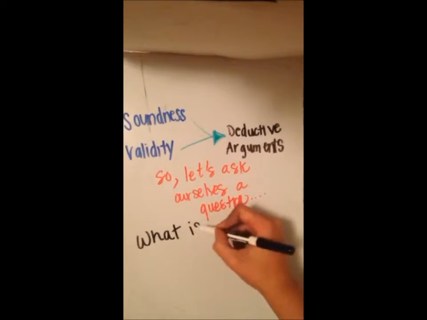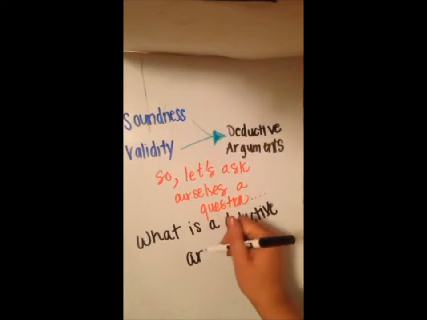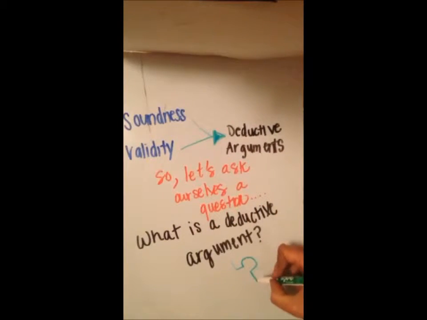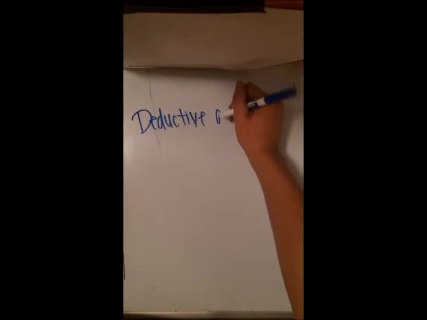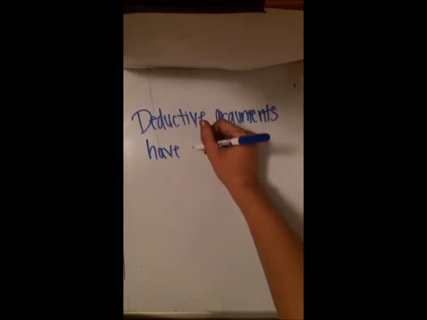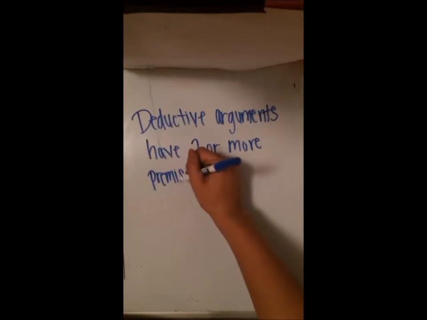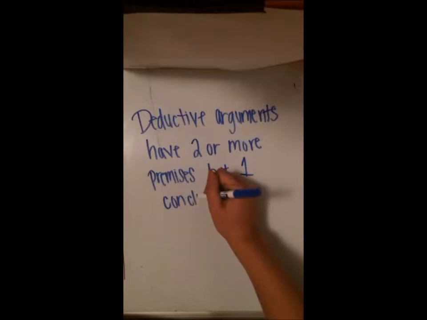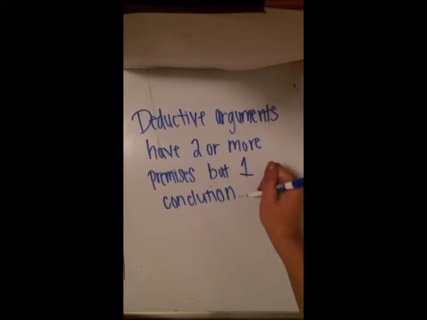Soundness and validity come from deductive arguments. You might be thinking, so what's a deductive argument? Well, a deductive argument has a conclusion that follows necessarily from your premises. You must have two or more premises in a deductive argument, but only one conclusion.